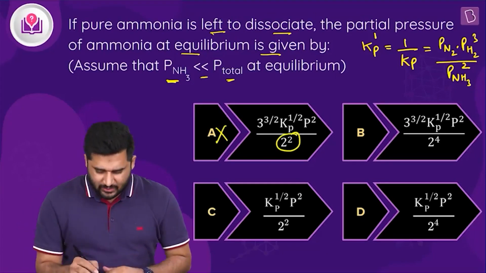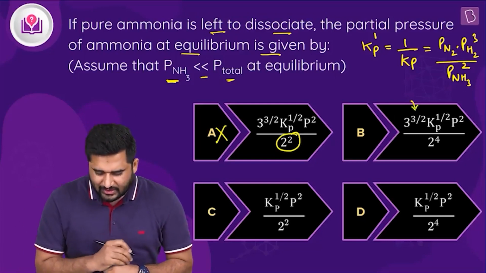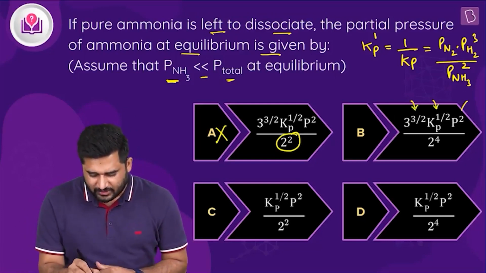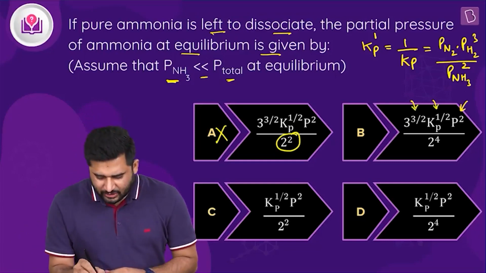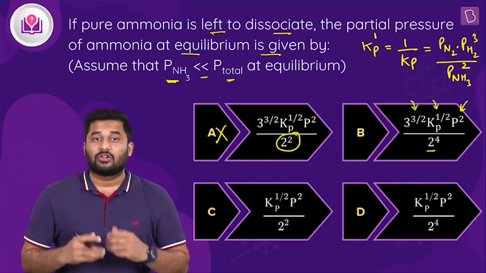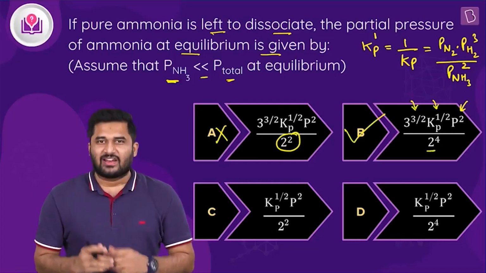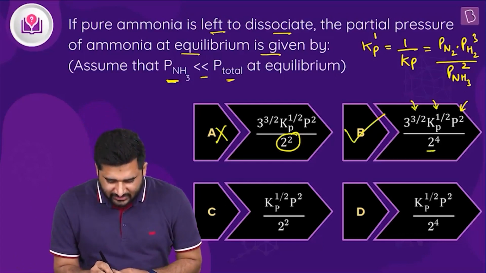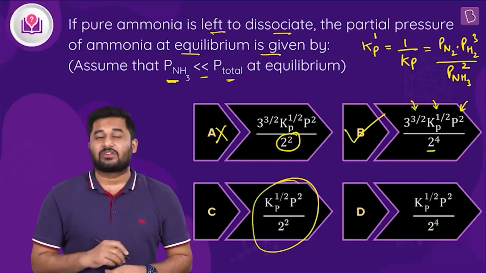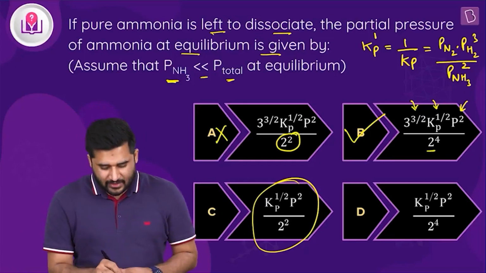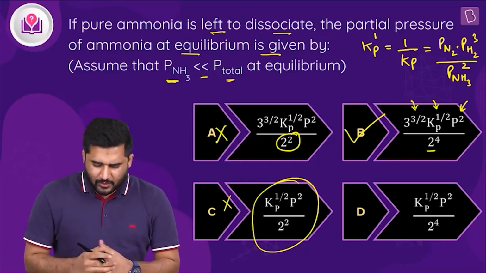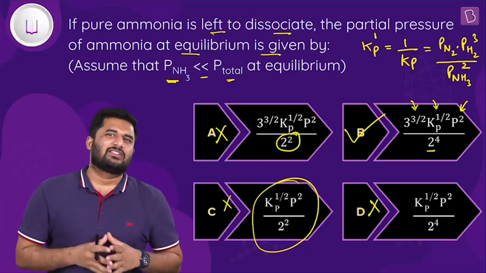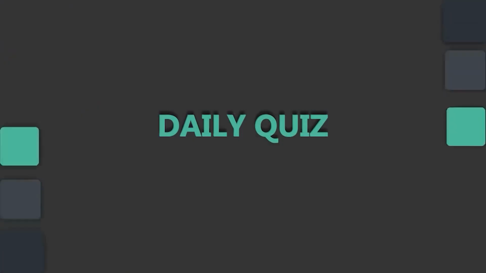Moving to option B, you can see the numerator is 3 raised to power 3 by 2, Kp raised to power 1 by 2 and P square, which is fine. And the denominator is 2 raised to power 4, which is also correct, which means option B is the right answer. Let's have a look at option C as well. You can see in option C, definitely this is not matching with the expression we have calculated. So this is not the right answer. And option D is also not matching, so it is not the right answer. So the only right answer to this question is option B.